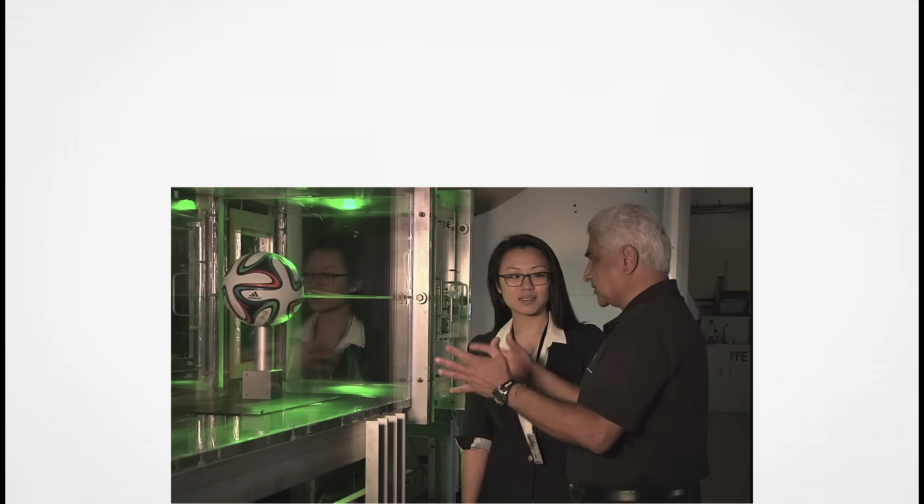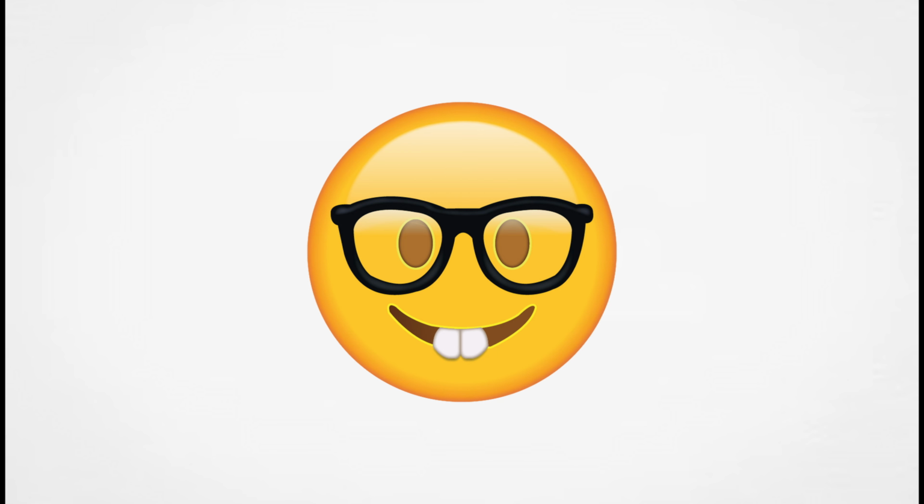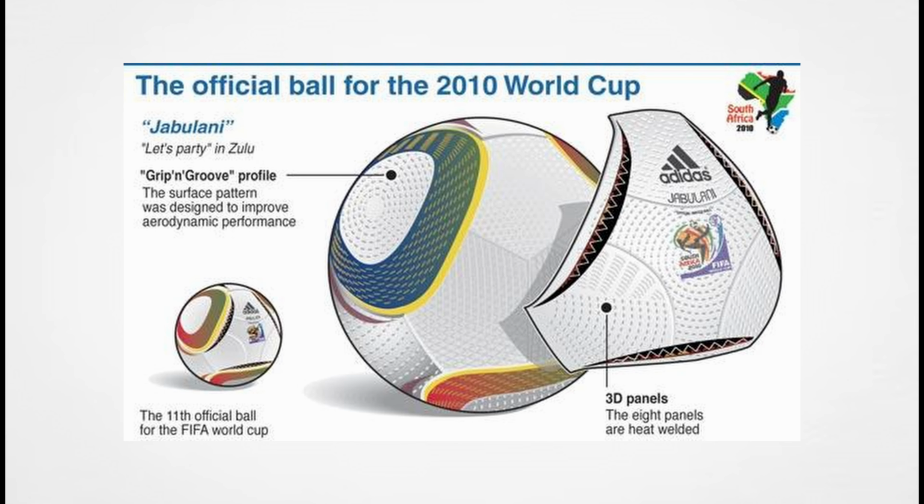He said, "When one measures the drag force on a ball, the force is relatively high at the lower speeds. But at some critical speed, the drag drops suddenly. This critical speed is determined by the roughness on the ball." But wait, I thought the 8 panels of the Jabulani gave the ball a smoother surface. You'd be correct, but the Jabulani came with something called aero grooves, which channeled air over the surface of the ball for a truer flight.